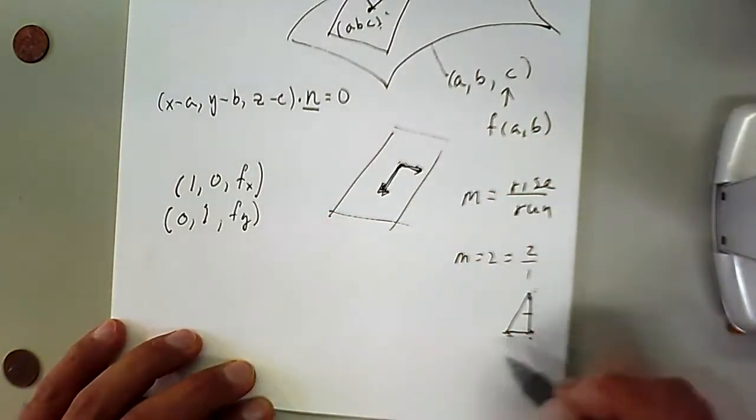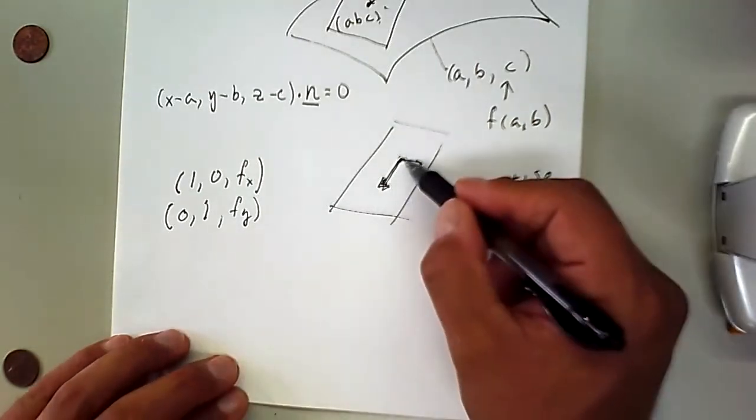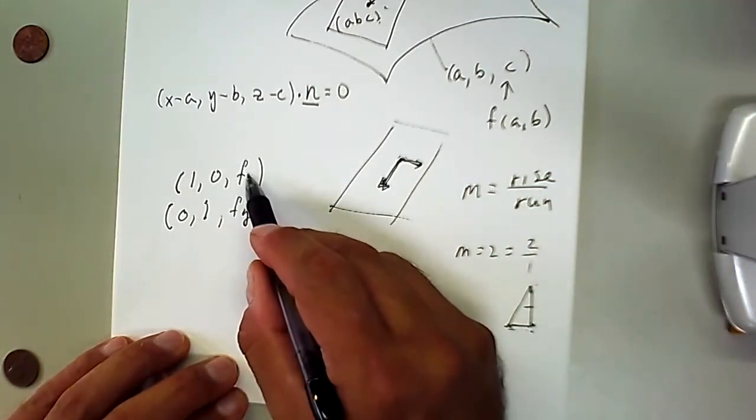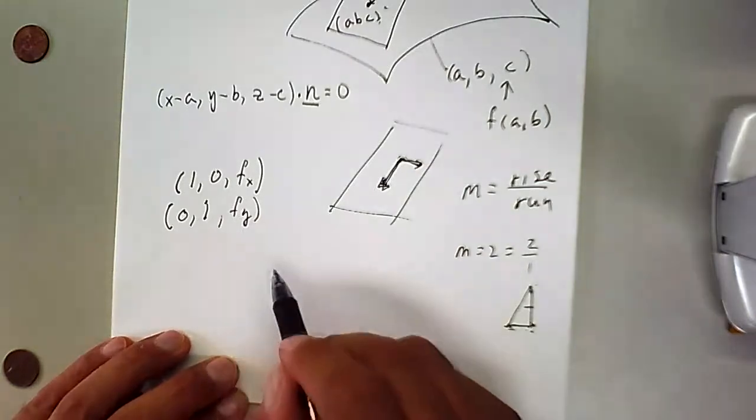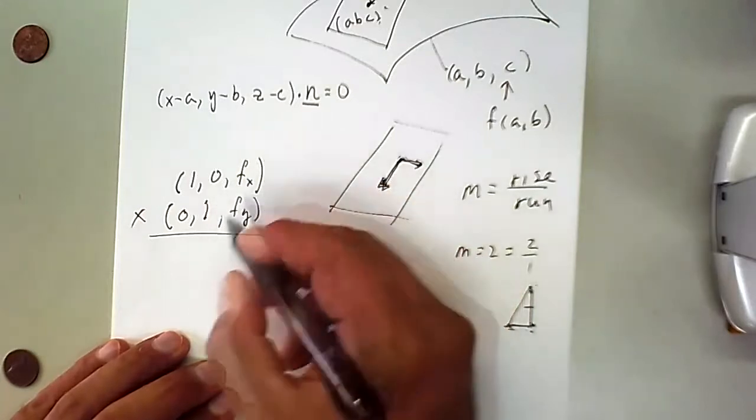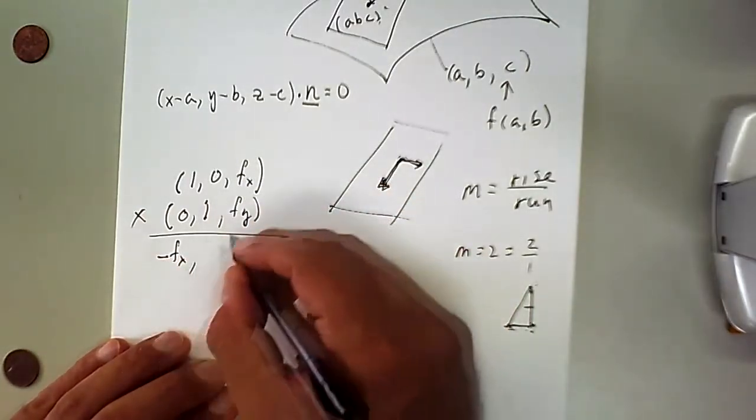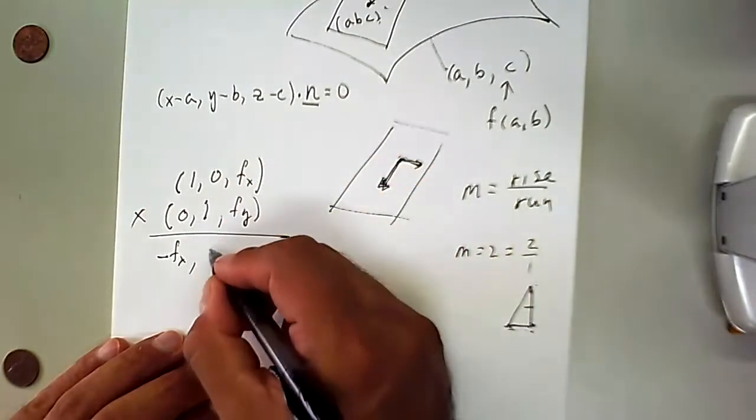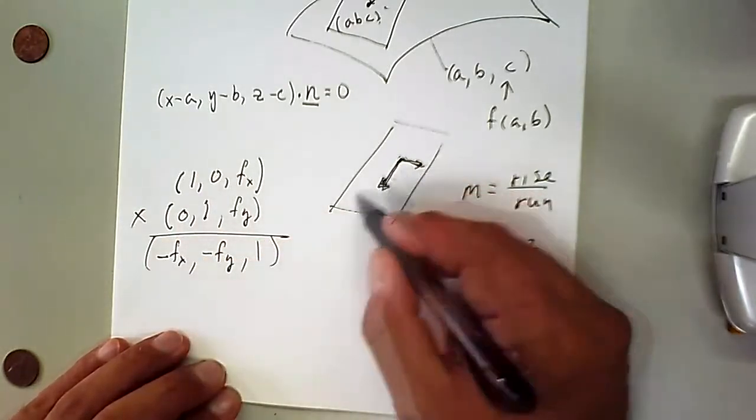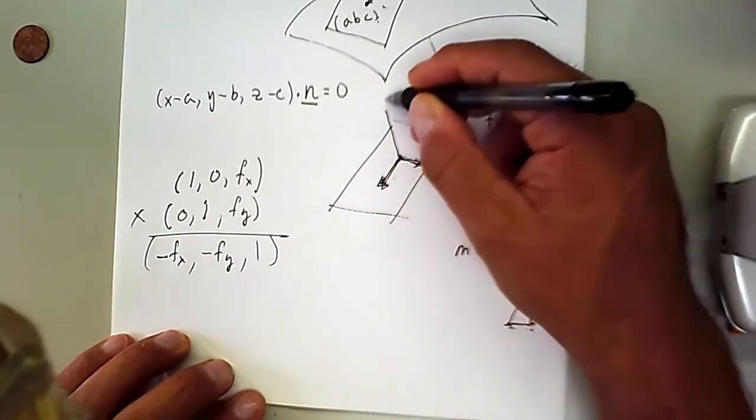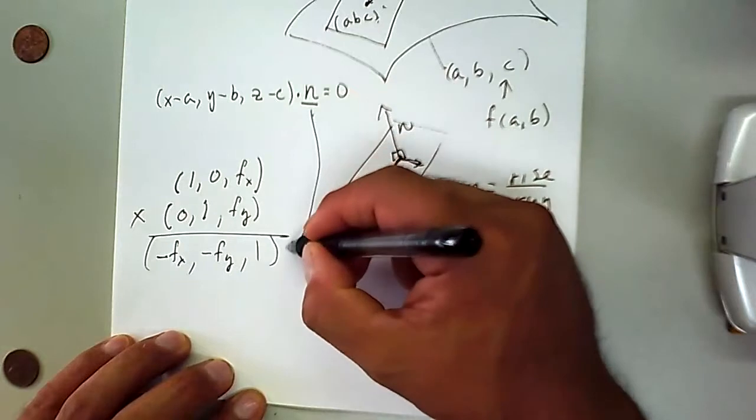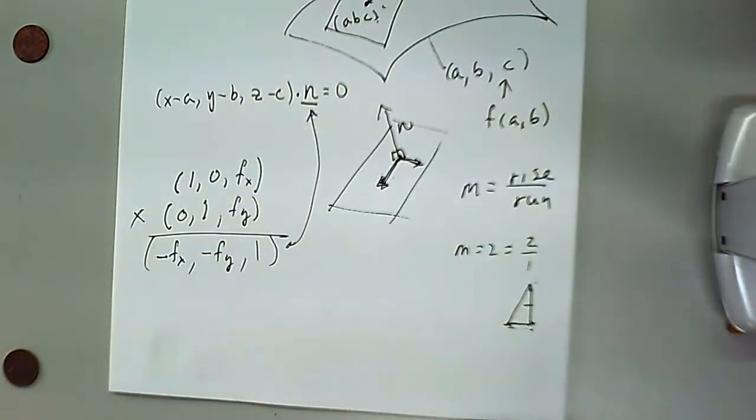So we can represent those two vectors as 1, 0, partial of f with respect to x, and 0, 1, partial of f with respect to y. If we cross those two vectors, we get negative f sub x, then negative f sub y, and then 1. So the cross product of those two vectors is this, and that is precisely a normal vector. It is going to be perpendicular to those two. So this n can be represented by this vector. It is a normal vector.